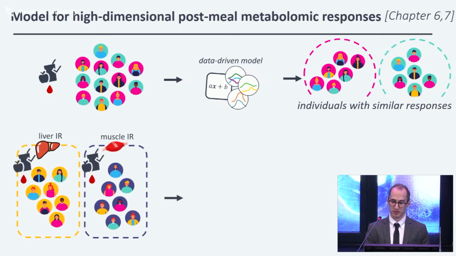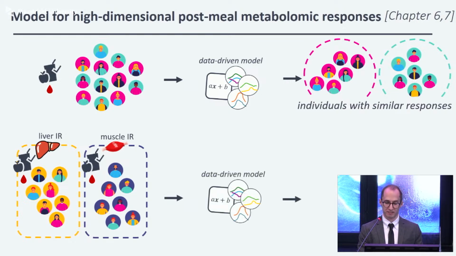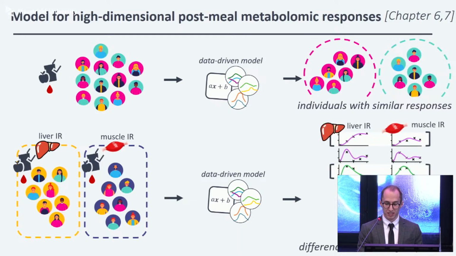For example, in Chapter 7, we wanted to gain insight into the differences in post-meal metabolite responses between individuals with predominantly muscle versus predominantly liver insulin resistance. Our approach allowed us to test for differences in a 164-dimensional metabolite response to a meal challenge test. We found distinct metabolite profiles that could not be identified using previously available analytical techniques. These findings help us understand the physiological differences underlying these different states of metabolic health.